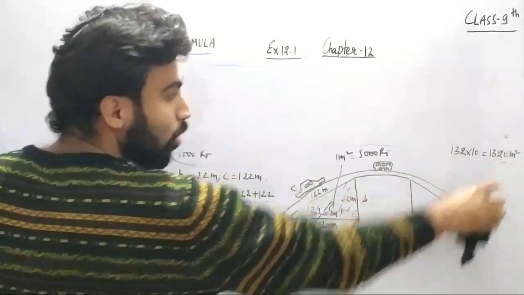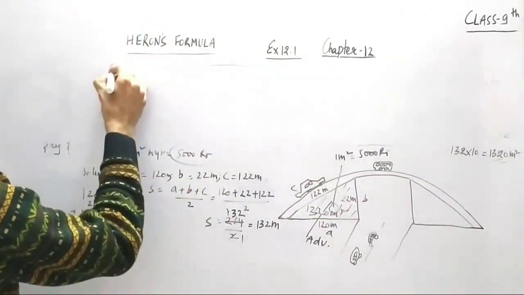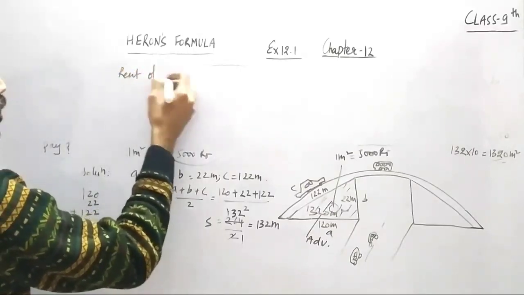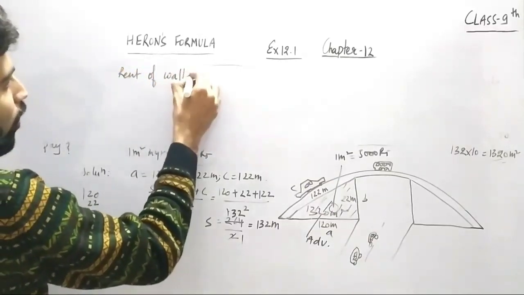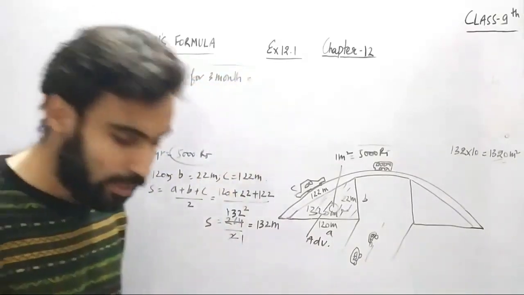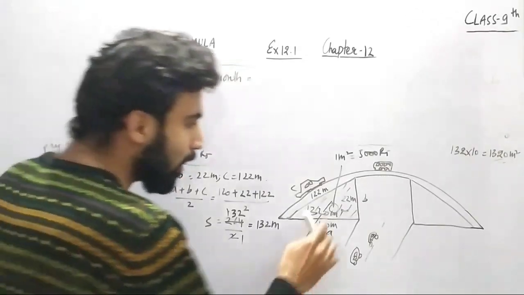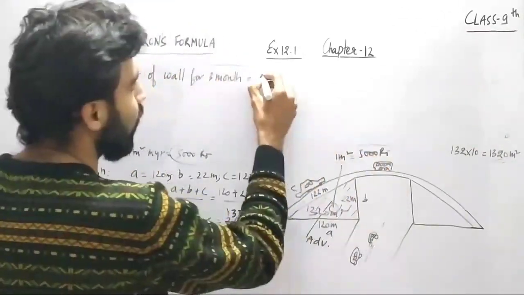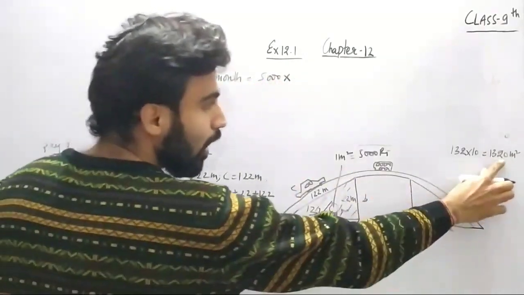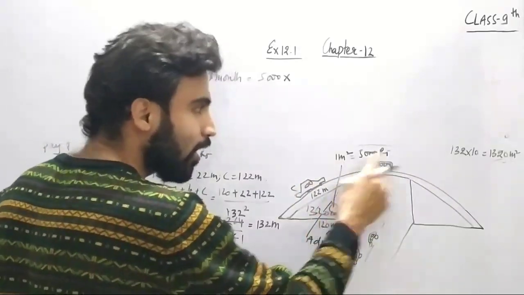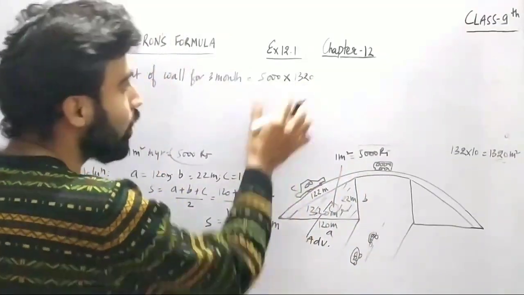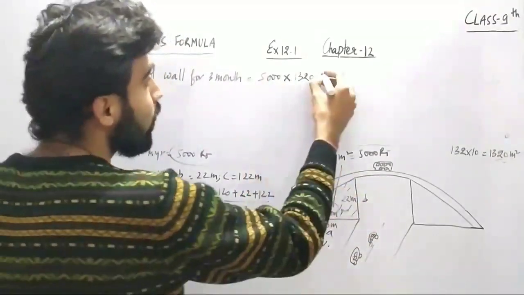Now we know that this is going to be the area. Now we know that the cost, or rather the rent, will be for the wall for 3 months. So we have to calculate it for 3 months. First, what is the charge for 1 meter square? 5000. So 5000 into the total area of this wall. If 1 meter square costs this much, what will the total area cost? 5000 into 1320, right? So this is the total charge.